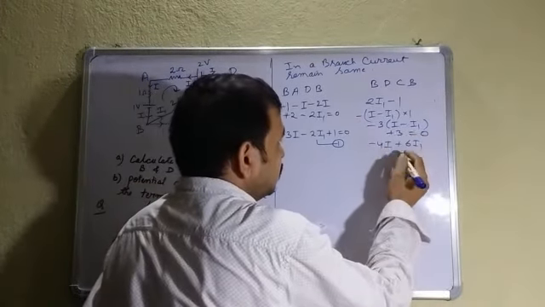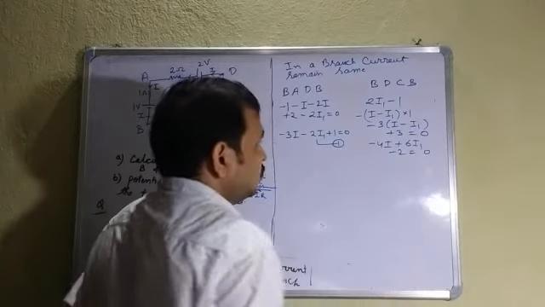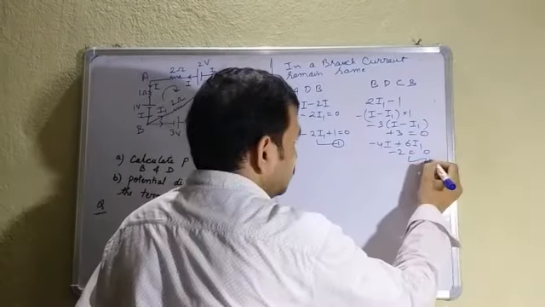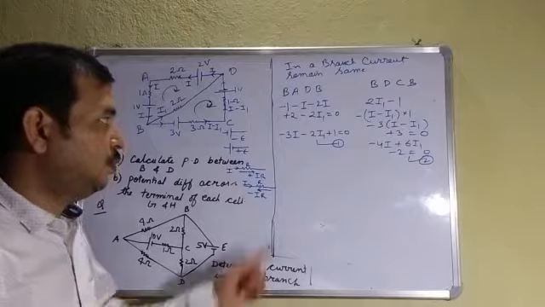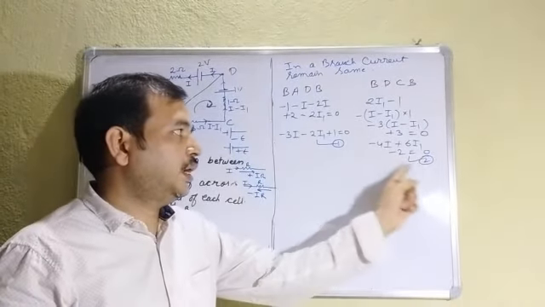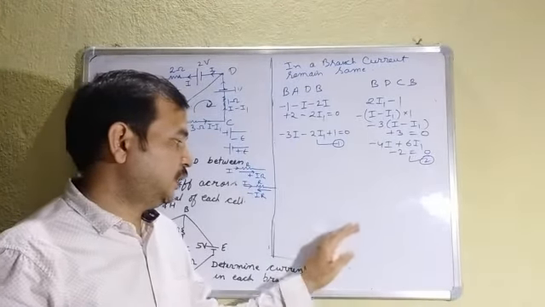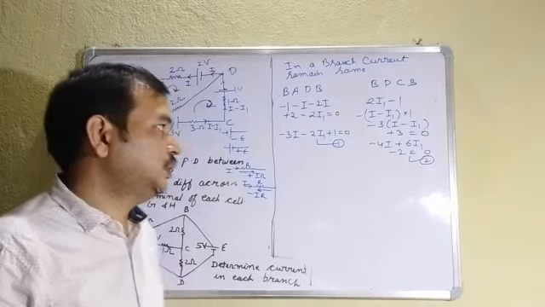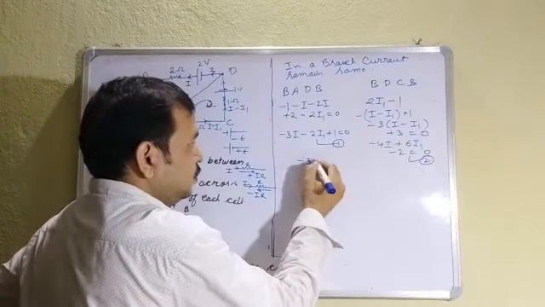Plus 3 minus 1 minus 2 is equal to 0. This is equation 2. Now you can see there are two variables I and I1, and there are two equations also. So by substitution or elimination method you can easily solve. I am solving this for you.